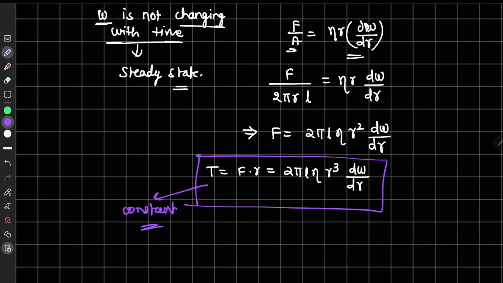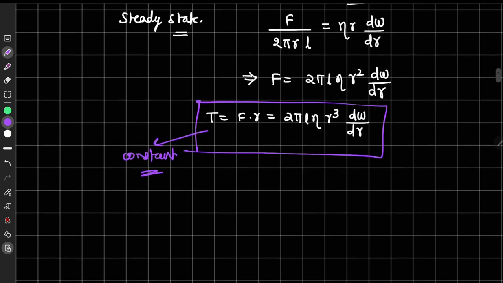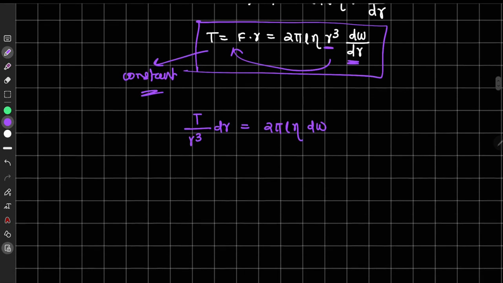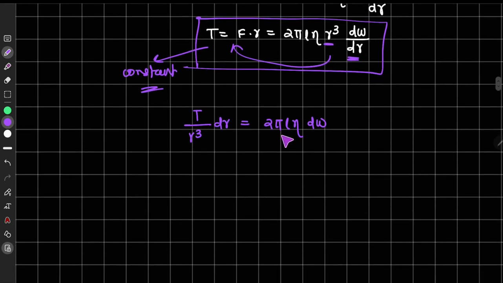Torque is constant, and we have to find the angular velocity at a particular location of r. For that, let us take r cube and dr to this particular side. We can write T divided by r cube into dr is equal to 2 pi L eta into d omega. Here 2 pi L into eta is constant, and T is constant.